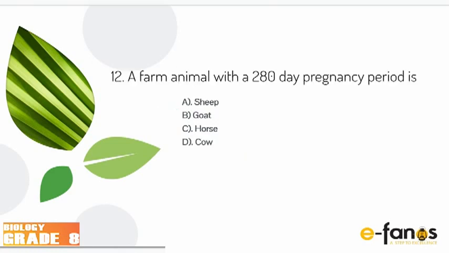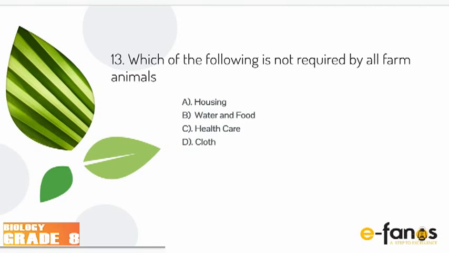Question 12. A farm animal with a 280-day pregnancy period is A. Sheep, B. Goat, C. Horse, or D. Cow? And the correct answer is D. Cow. Question 13. Which of the following is not required by all farm animals? A. Housing. B. Water and food. C. Healthcare. Or D. Cloth. And the correct answer is D. Cloth.